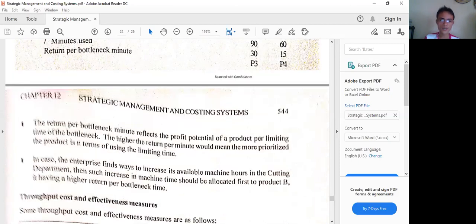The return per bottleneck minute reflects the profit potential of a product per limiting time of the bottleneck. So in other words, the higher the return per bottleneck, the more that it is prioritized with respect to the limited time. Because you only have limited resource, so the higher the return, the more that it is prioritized.